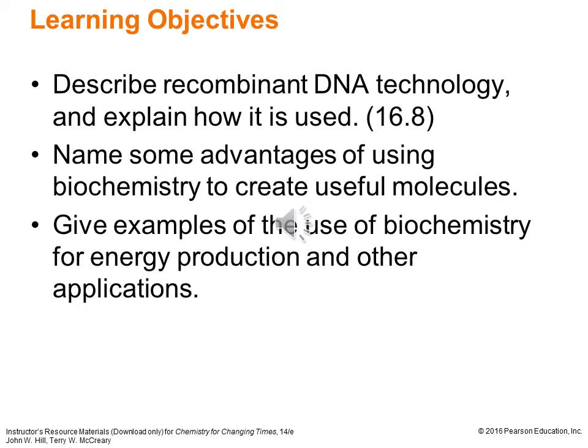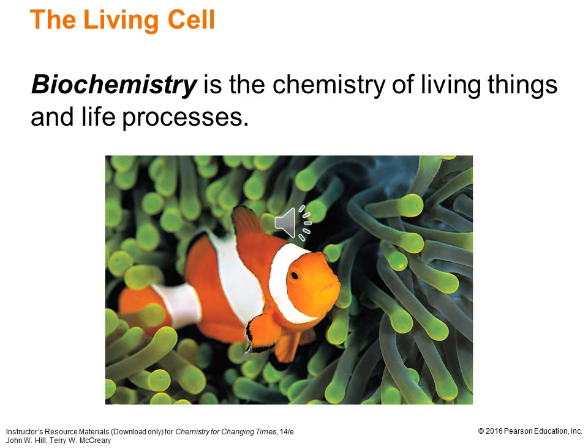And finally, we'll describe recombinant DNA technology and explain how it is used. We'll name some advantages of using biochemistry to create useful molecules. And we'll give examples of the use of biochemistry for energy production and other applications. So lots of things to accomplish in this chapter, and as a result, we'll get right to it.